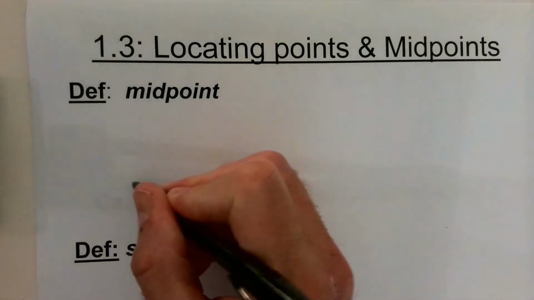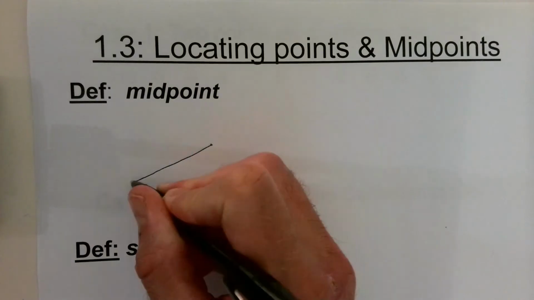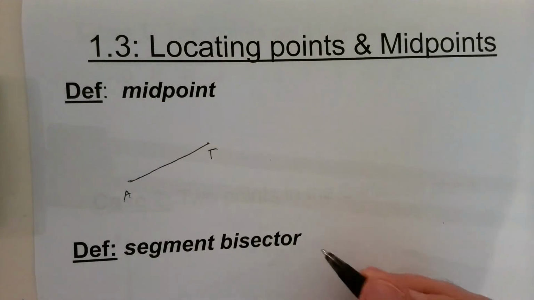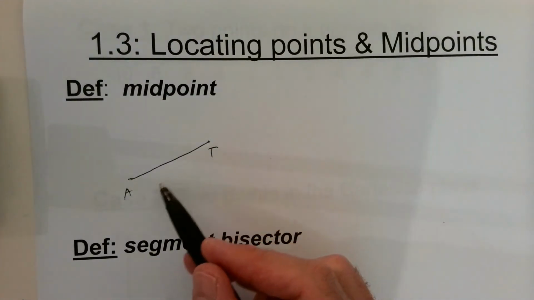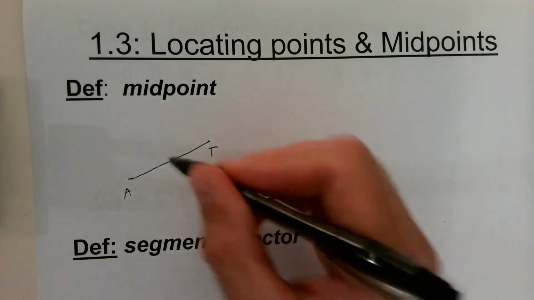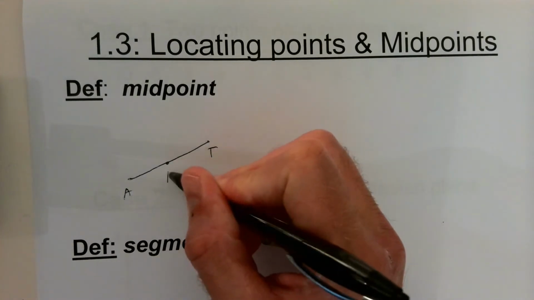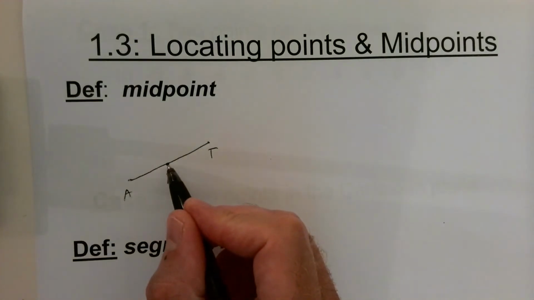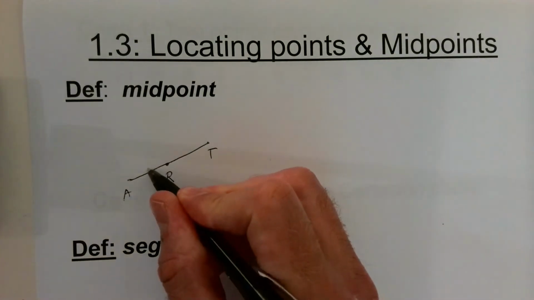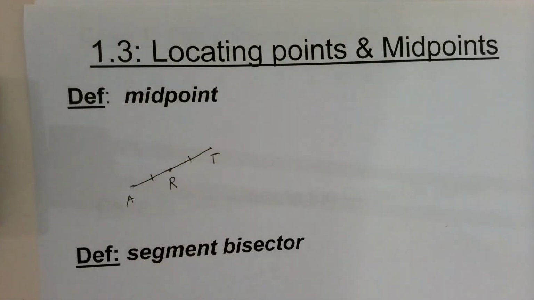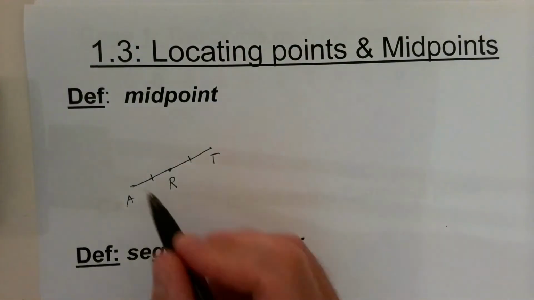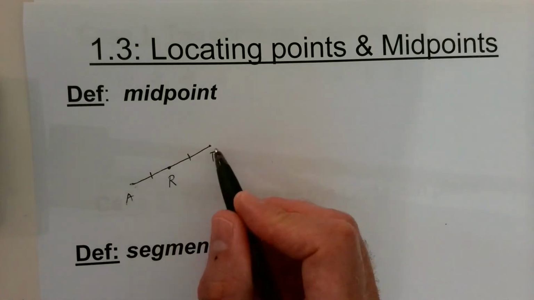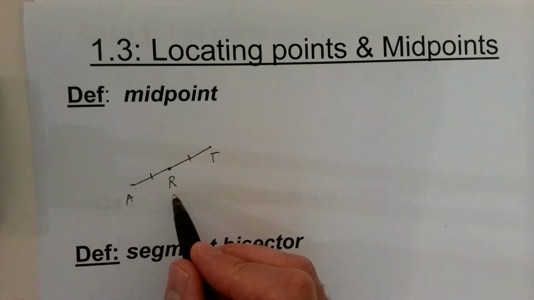Let's say that I have a segment like so, and I'll call it segment AT. Now I know that for any segment I have a whole bunch of points in between the endpoints. I'm going to pick a point right here, call it R. Feeling a little artsy today. Let's suppose that this point R makes a segment to A that's congruent to the segment to T. In other words, the distance from R to A is equal to the distance from R to T. If that was true, that would make R the midpoint.